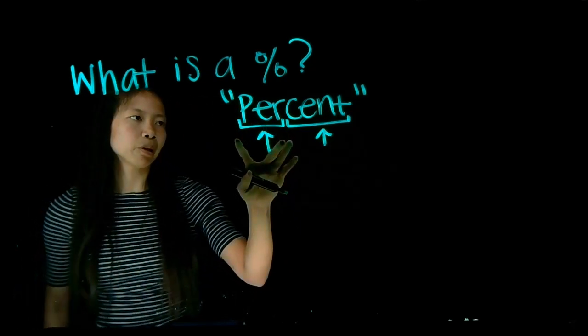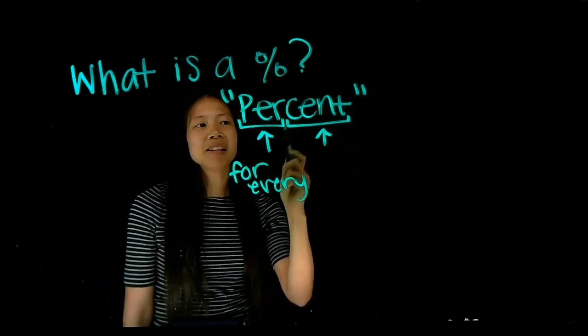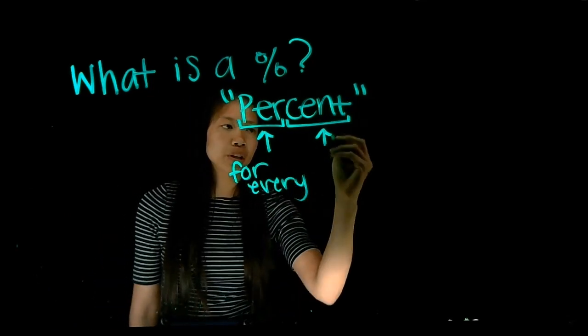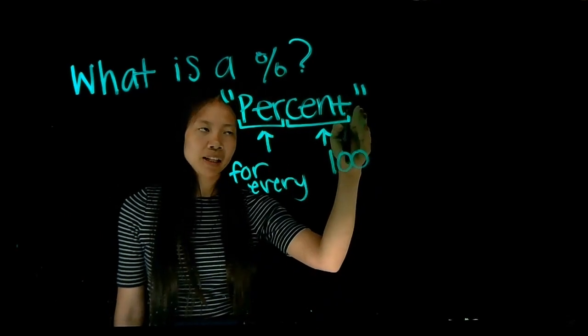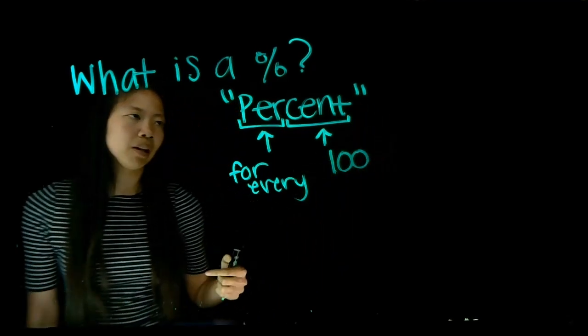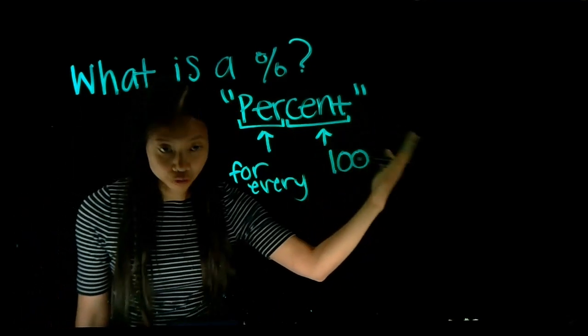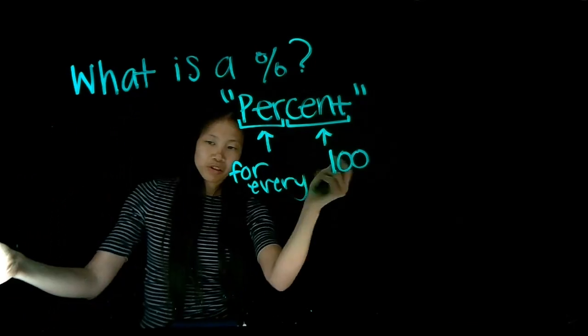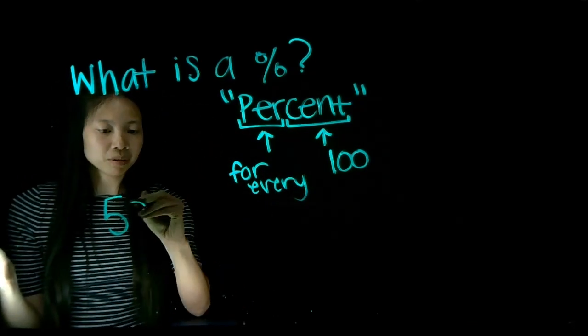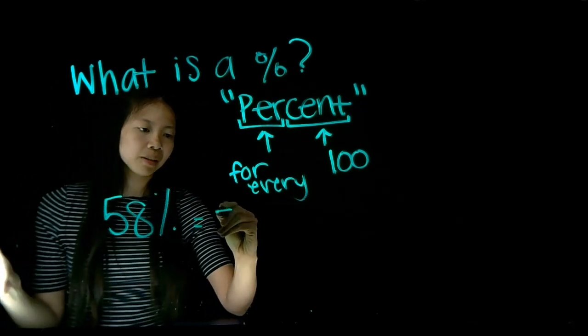So if we look at the word percent, per means for every. Cent is a prefix for 100, right? There are 100 pennies or 100 cents in every dollar. There's 100 years in every century. So cent means 100. So let's say 58% of people for a certain candidate. That's the same as 58 out of 100.